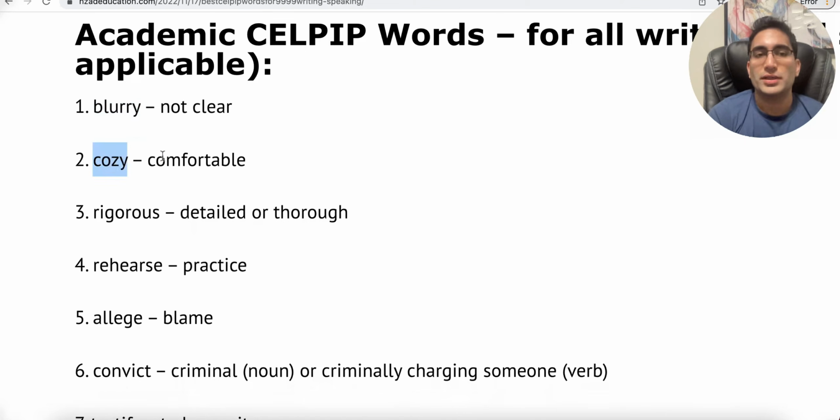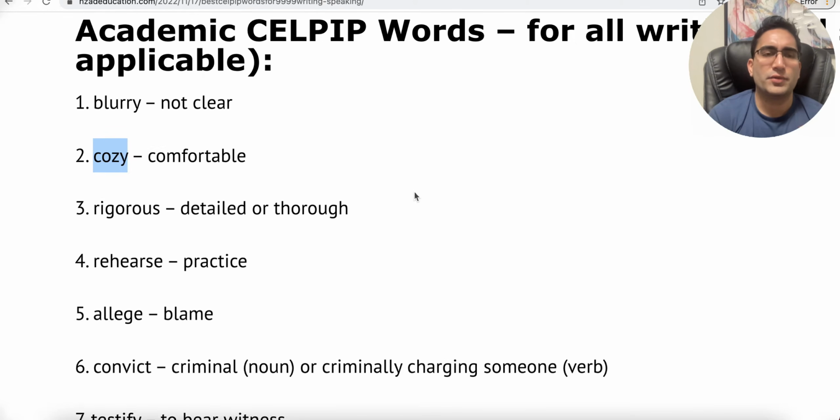Now, this word like cozy, very common, so I think you should know this if you're in the intermediate level.